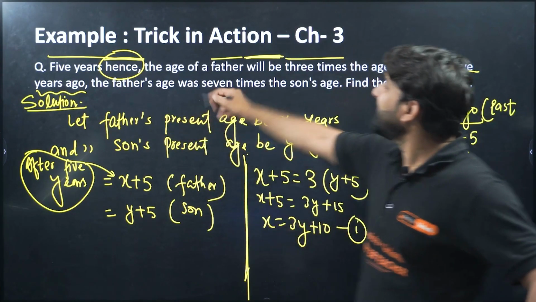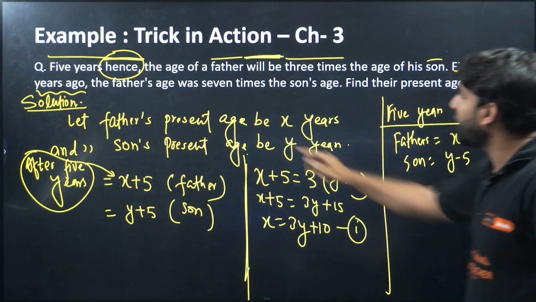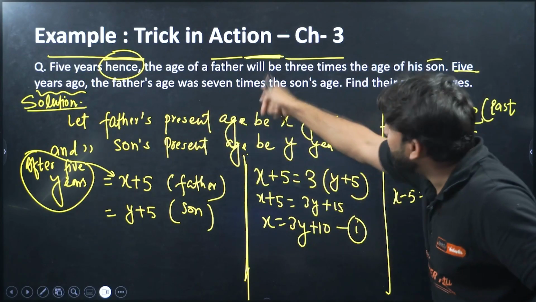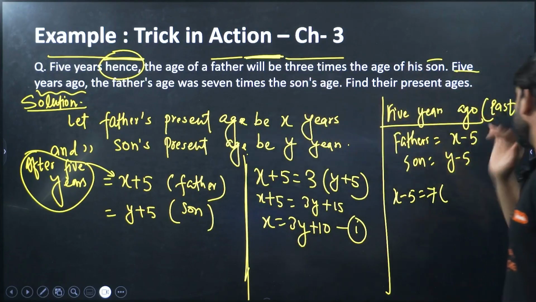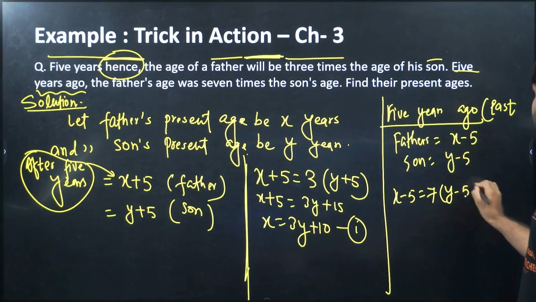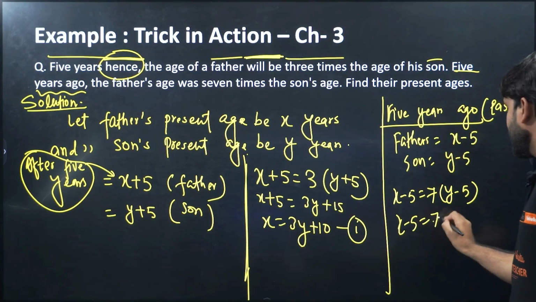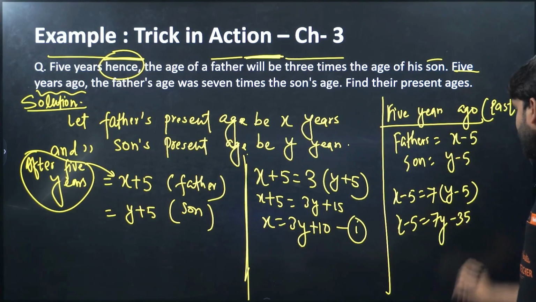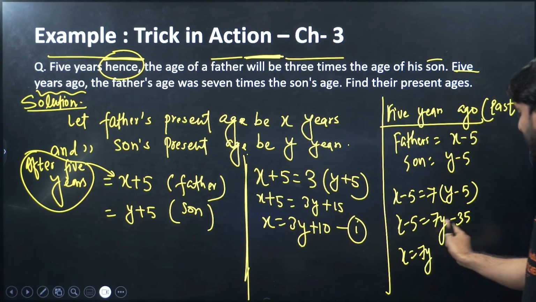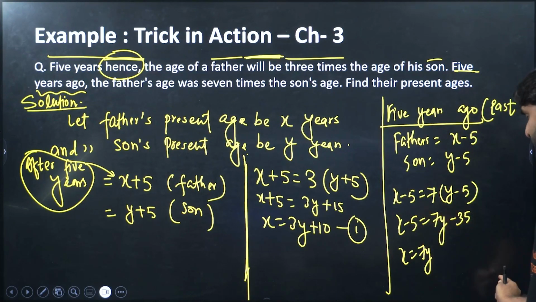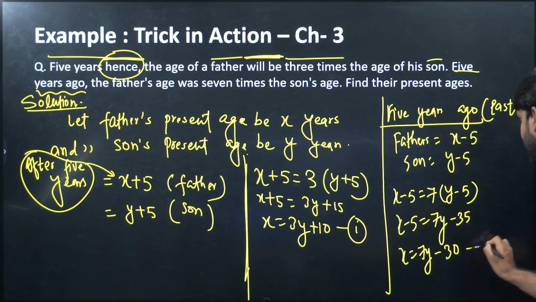The father's age was x minus 5. Was means equal sign, 7 times. So 7 into 7 times the son's age, and the son was y minus 5 because y is the present age of the son. So we have x minus 5 equals 7(y minus 5). Solve this with basic mathematical calculation: 7 times 5 is 35, so x equals 7y minus 35, and 5 will come to this side and become positive, minus 35 plus 5 will be minus 30. So x equals 7y minus 30. We have the second equation.